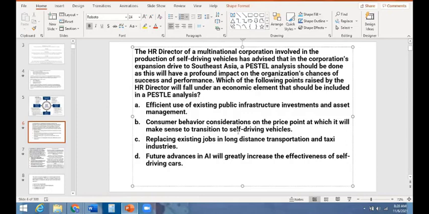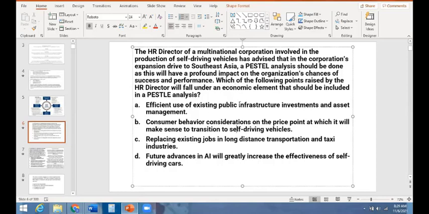So A says efficient use of existing public infrastructure investments and asset management. B, consumer behavior considerations on the price point at which it will make sense to transition to self-driving vehicles. C, replacing existing jobs in long-distance transportation and taxi industries. D, future advances in AI, which is artificial intelligence, will greatly increase the effectiveness of self-driving cars. Now, when you see all of this, it could throw you off and you think, this is so much information. We have to look for keywords again. Just this phrase, price point, is enough for us to see that this has to do with the economy. It has to do with an economic element.